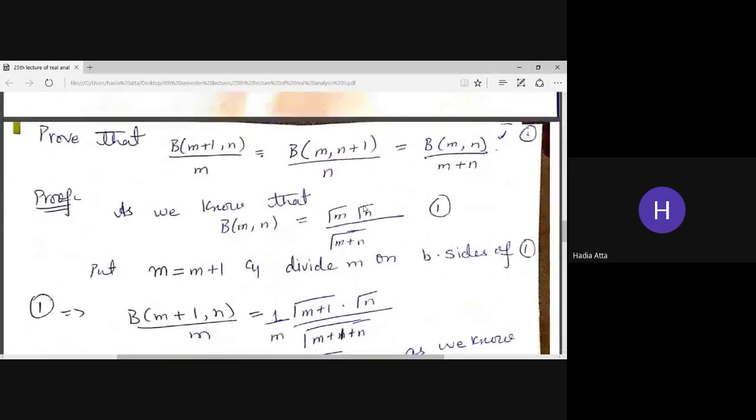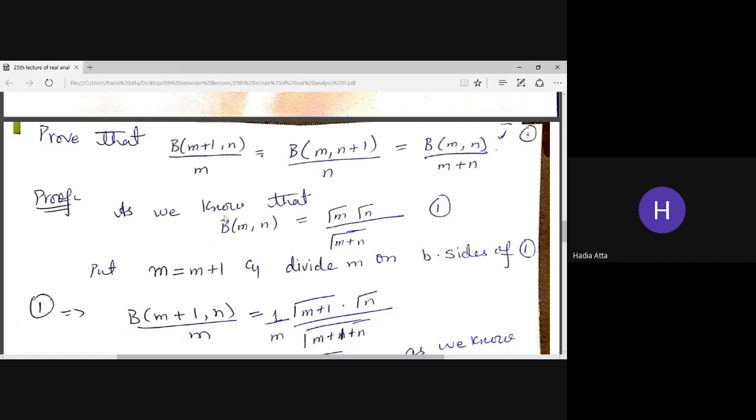Next is again a proof, that is to prove that beta m plus 1 n divided by m is equal to beta m n plus 1 divided by n is equal to beta m n divided by m plus n. So what we have to do, we have to take the left hand side and prove that it is equal to this result, and then we'll take that relation, and with the help of that relation we will find the right hand side relation. This question is related to the beta function, so we will take a relationship between the beta function and the gamma function, and that will be beta m n is equal to gamma m gamma n divided by gamma m plus n.